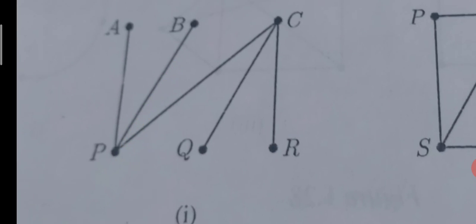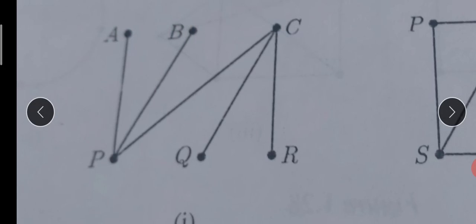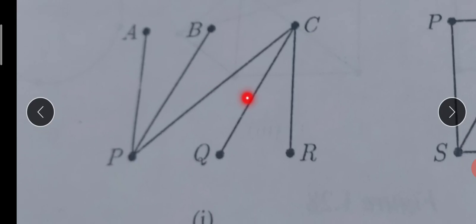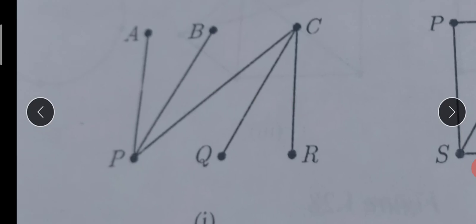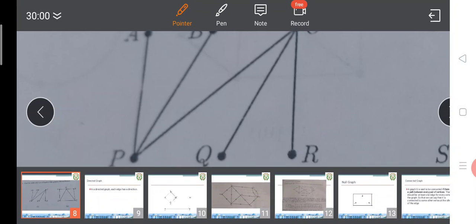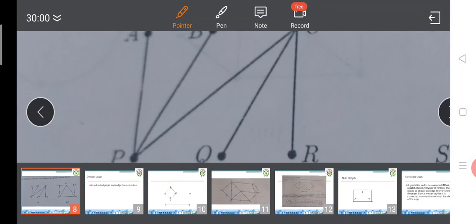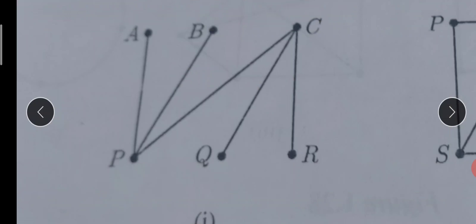How many edges are there? Observe: A to P, 1 edge. A to B, 1 edge. Then B to Q, 1 edge. Second, P to Q 2, P to C 3, Q to C 4, C to R 5. So 5 edges. The order is the number of vertices: 1, 2, 3, 4, 5, 6. Order is 6, size is 5.